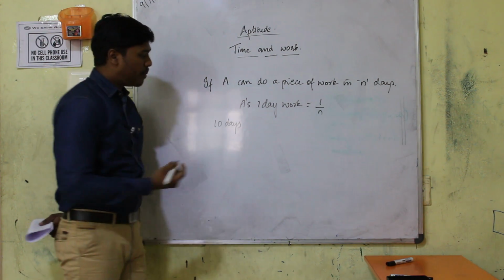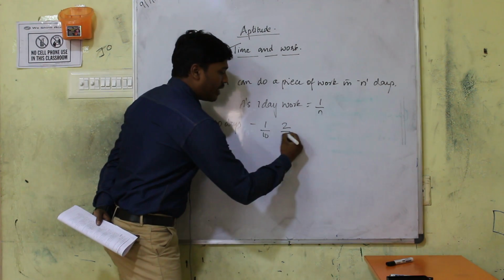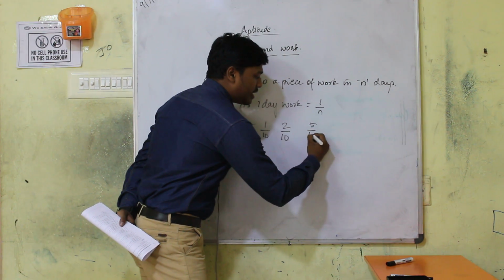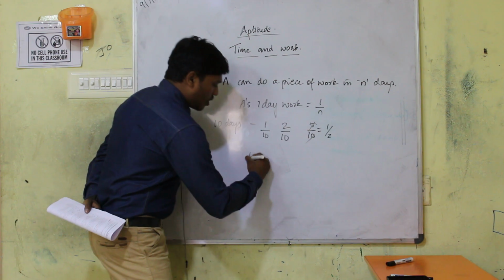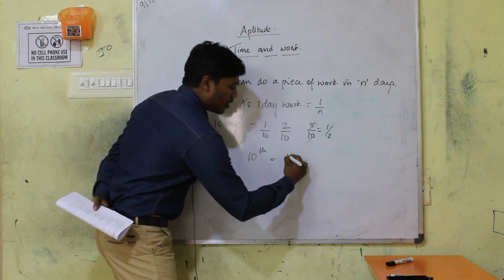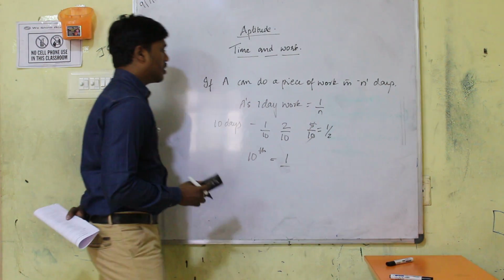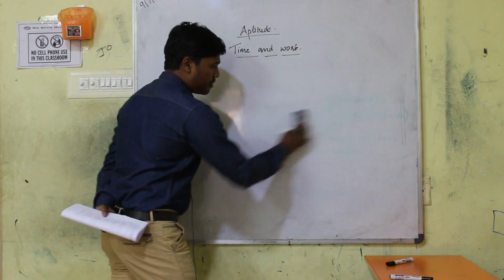So his 1 day work would be 1 by 10 and his 2 days work would be 2 by 10, and in 5 days he would have completed 5 by 10, which is half the work. So on the 10th day he would have completed the total 1 work. So we can go into example sums.